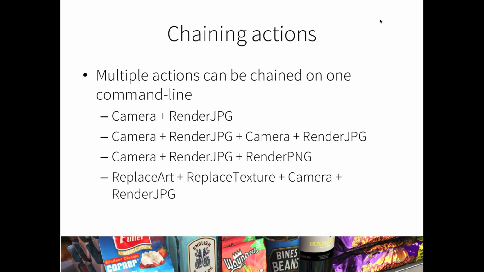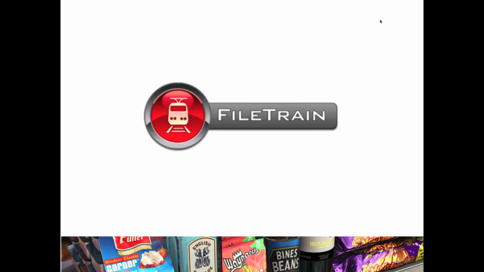The third example that I have there would export a JPEG image and a PNG image of the same camera position. And then the last example is actually also a nice one that would allow me to specify some replacement artwork for a label in my model. It would replace a texture image for one of the objects I have in my model, and then it would set the model in a particular camera position and export a JPEG. So all of these dynamic combinations of actions are possible in the application.